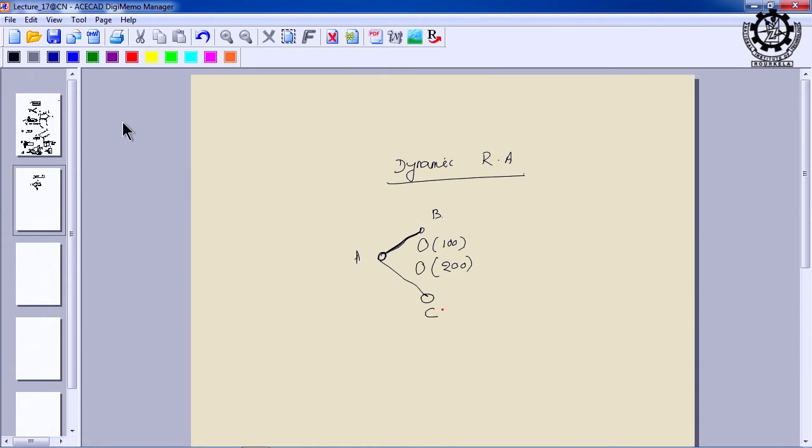That means every routing algorithm which is distributed in nature executes the routing algorithm to decide which path I should follow at this point of time to forward my packet. That is why we say this is adaptive.